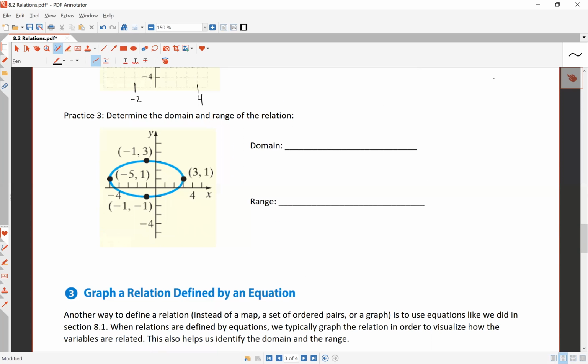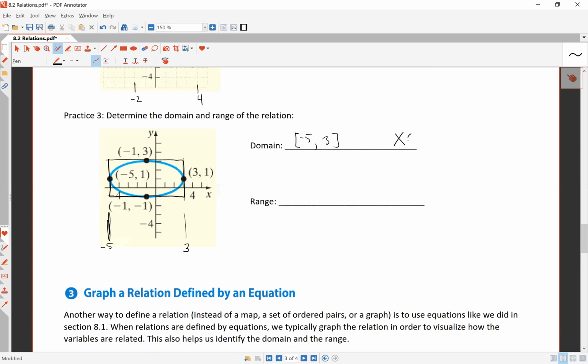Now that you've had a chance to work this out, I will work this out with you. So we try to enclose this graph with a rectangle. The left side of the rectangle looks like it's at -5, and the right side looks like it's at 3. So the domain consists of all the numbers in between -5 and 3. Everything to the right of -5 and to the left of 3.